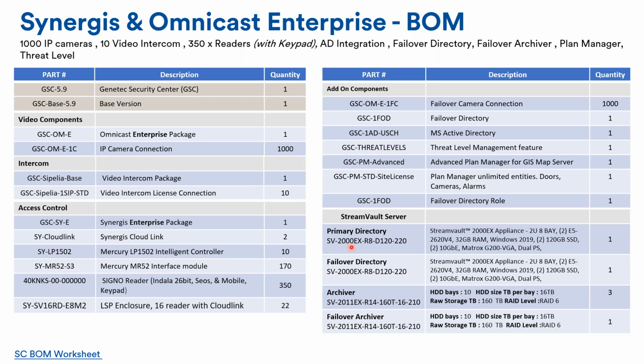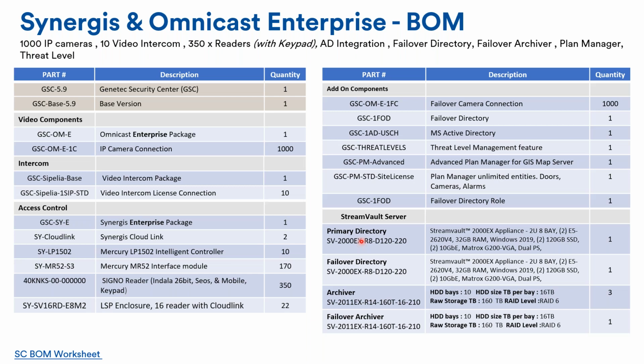What we can also see over here under this quote is that we're having a primary directory server, we're having a failover directory, we're also having an archiver, and we're also having a failover archiver. So the failover archiver is a similar spec to the main archivers as well. So as you can see over here, we would have a failover archiver with approximately 160 terabytes of storage being used under a RAID 6 environment. So we would need to have 3 of those failover archivers.